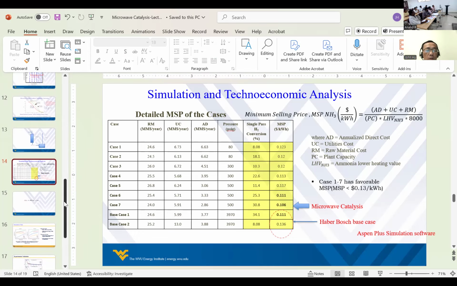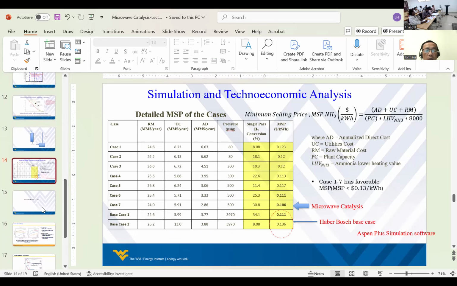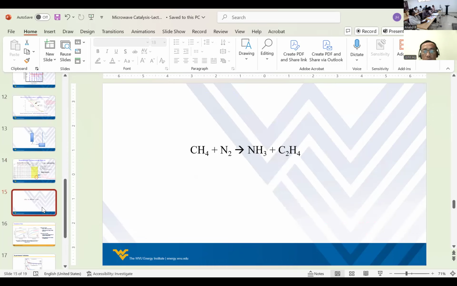So I'm going to switch gears to using methane plus nitrogen. I think one of the students mentioned that some company in India is using natural gas instead of hydrogen to make ammonia. So that's what I'm going to talk about.